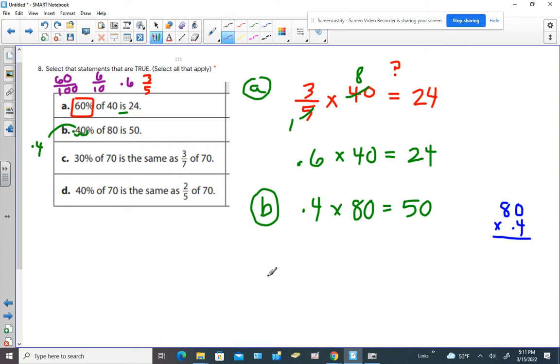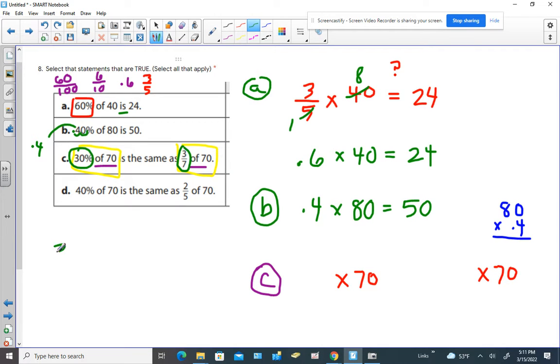Choice C, we have 30% of 70 is the same as 3/7 of 70. Now, if we look at the second part of both of these statements, both of them have of 70. So both of them imply that we'd be multiplying 70 with something, right? The one on the left would imply that. The one on the right would imply that. Now, what do we really need to figure out is whether or not 30% and 3/7 are equivalent to each other. Because if they're equivalent to each other, then these two things would be equal to each other.